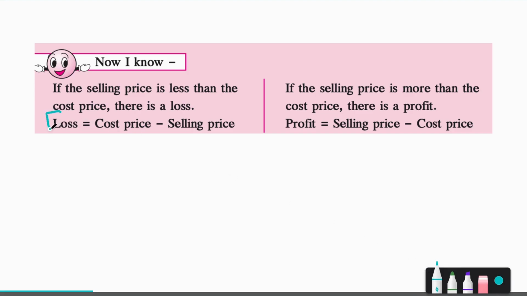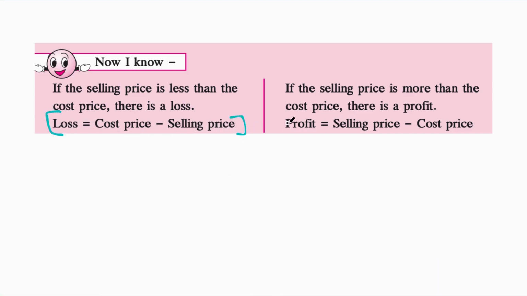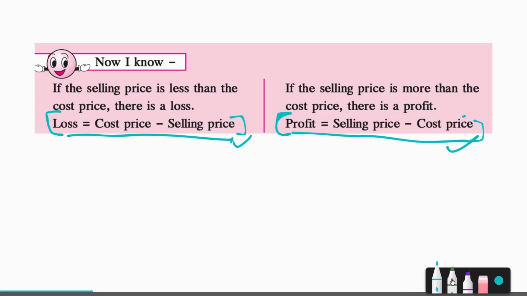Now we have two formulas here. One is for loss and the other is for profit. The formula says that loss equals cost price minus selling price, and for profit we just have to interchange the two values. So profit is selling price minus cost price. These formulas are easy to remember. Now we just have to understand when we are going to use which formula.